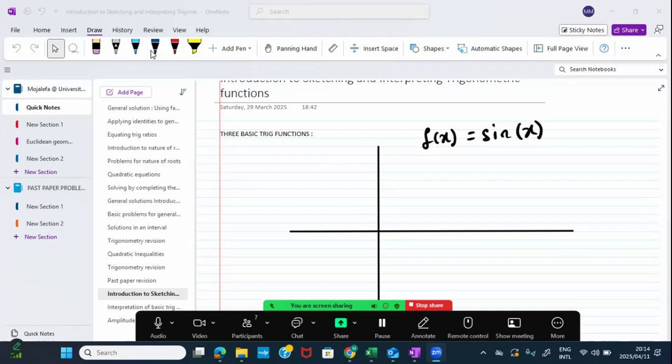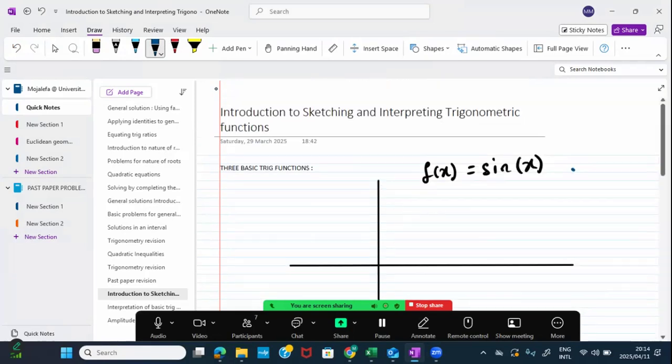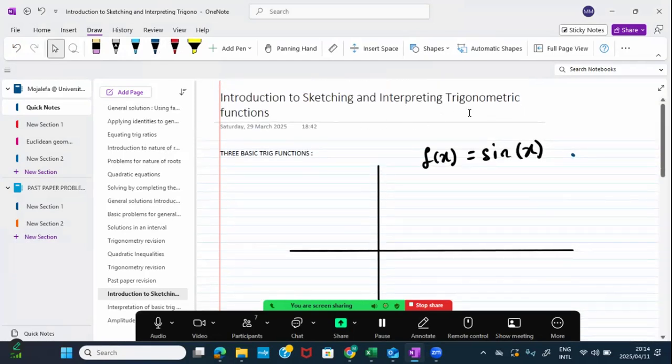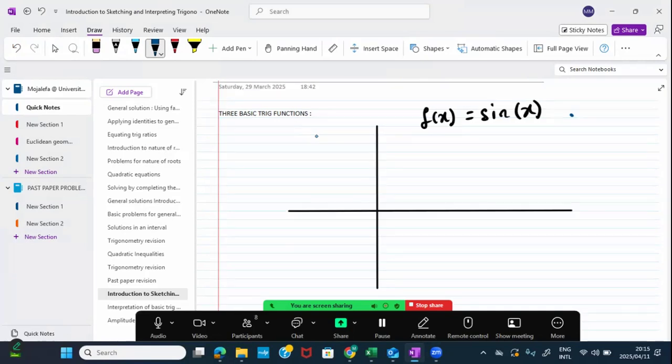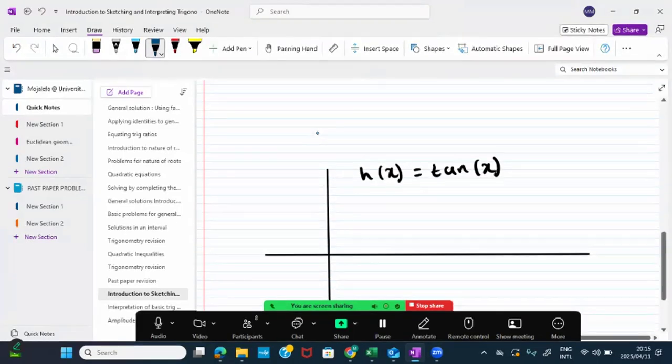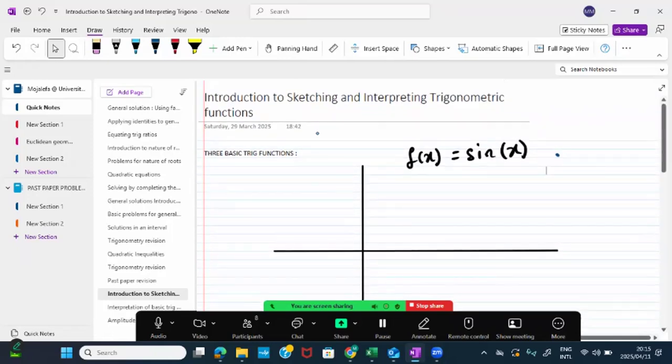Yes, sir. So let me go on to what you are doing today. Here it's basically the introduction to sketching and interpretation of trigonometric functions. So here I said the three basic trig functions. I'm going to sketch the basic graph of sin x, cos x, and tan x. And I think all of this you must be familiar with from grade 10. Am I right?